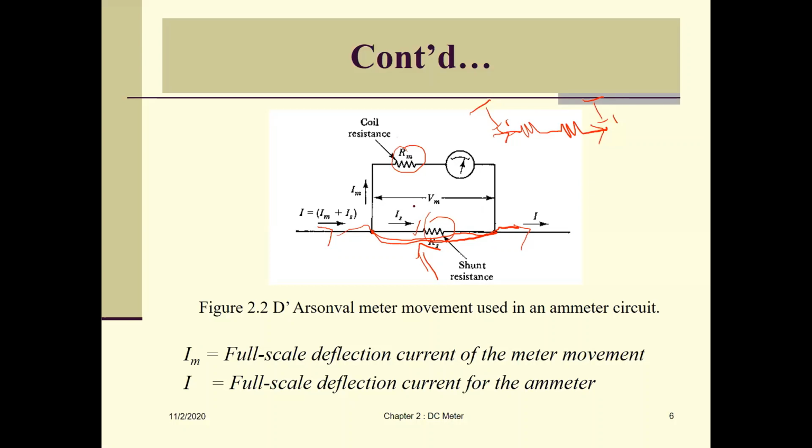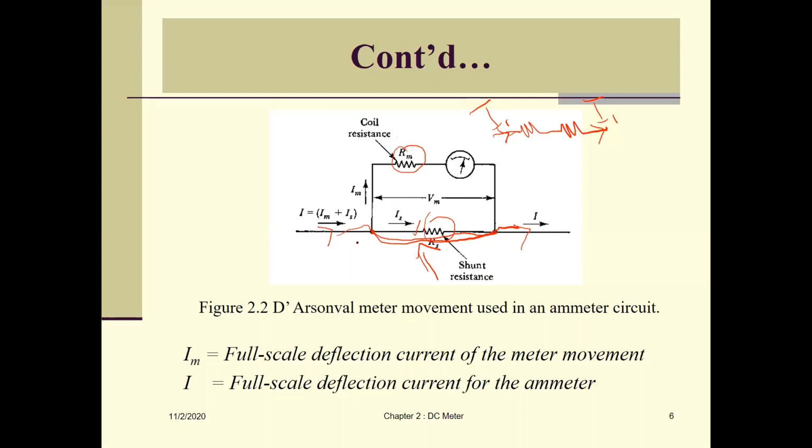That means the current will flow to the lower resistance. For example, if RS is lower, that means the current IS is higher compared to RM. That is the concept of current. Clear, guys? Make sure you remember this one.